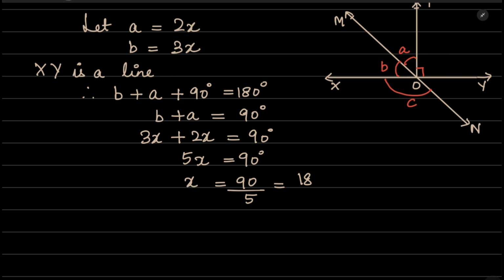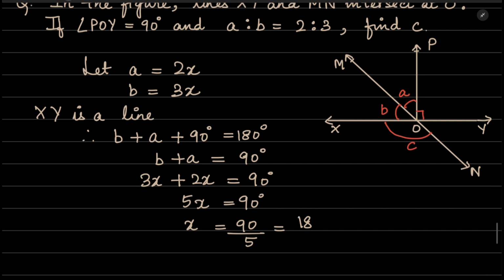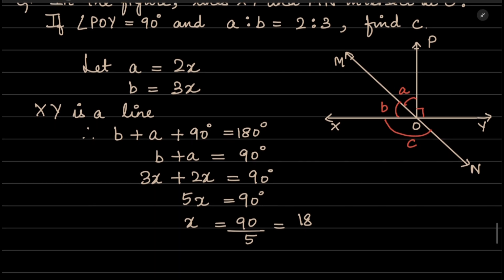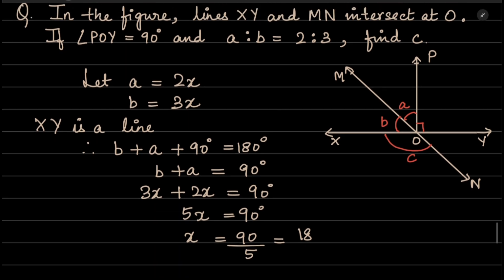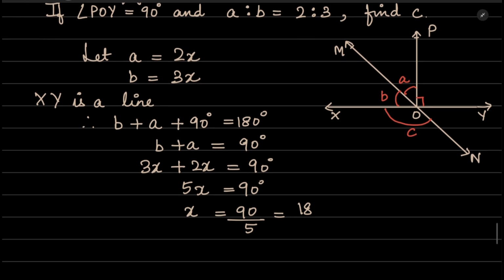Now, if you know x is equal to 18, you don't have to find what A and B are. You have to find C, right? Now, MN is also a straight line, right?